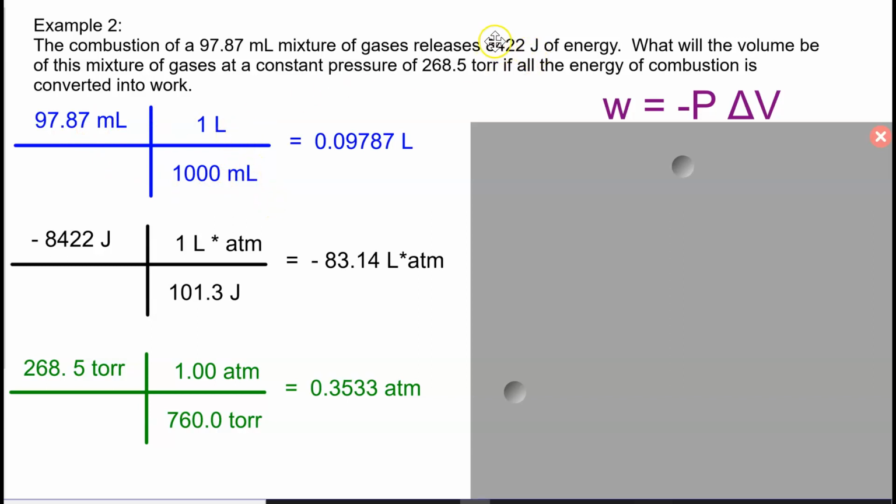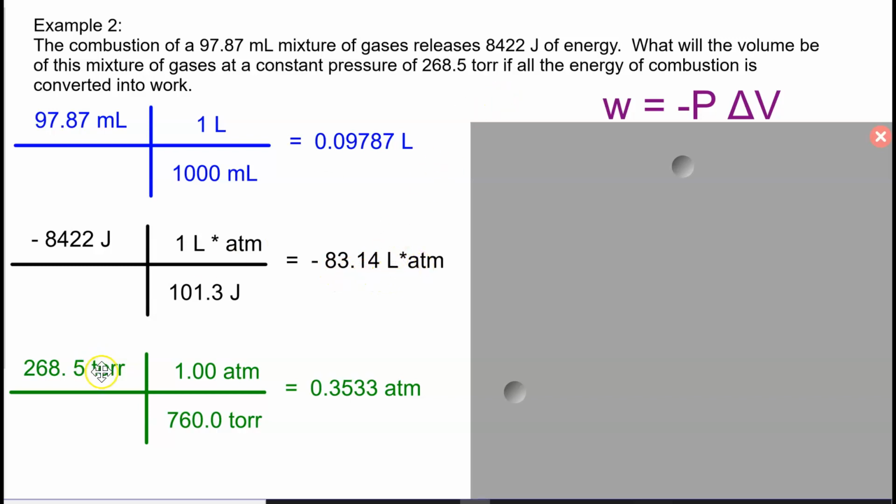I took the 8422 joules of energy, and it says releases. Remember, anytime I use a joule or kilojoule number, I always want to evaluate whether it is positive or negative. It says releases, so it's negative. If it says absorbs, it's positive. This conversion factor is on your formula page: 101.3 joules is equal to 1 liter atmosphere. So we put the 101.3 joules here so units cancel, and 1 liter atmosphere goes there. We divide those 2 numbers, and this is how we get the negative 8314 liter atmospheres.